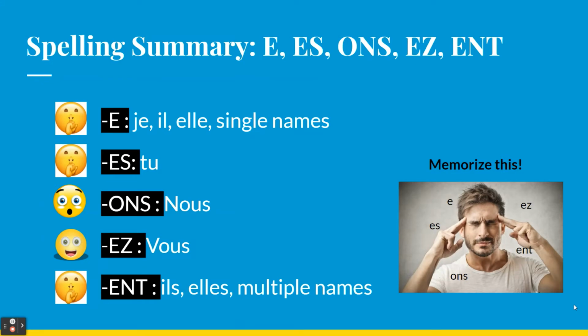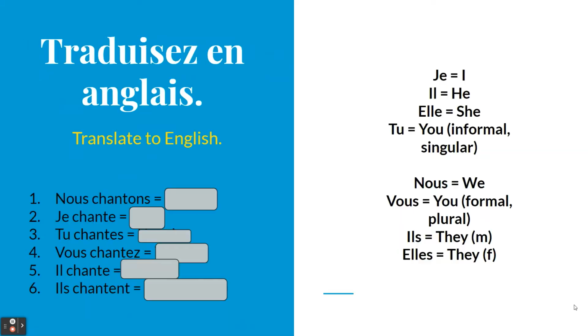The E ending goes along with je, il, elle, and single names. The ES ending only goes with tu. ONS only goes with nous. EZ goes with vous. And ENT is used with il, elle, and multiple names. It is super important that you memorize these endings, so let's get some practice.